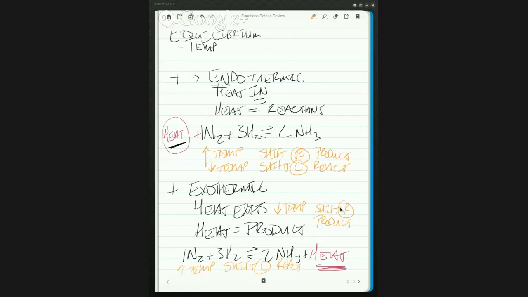So you can memorize that, or just remember that you need to put heat on the left side for endothermic and on the right side for exothermic, and then treat it just like you would for concentration. So that's how you would address that essential skill. And of course, there'll be questions like that on the test.